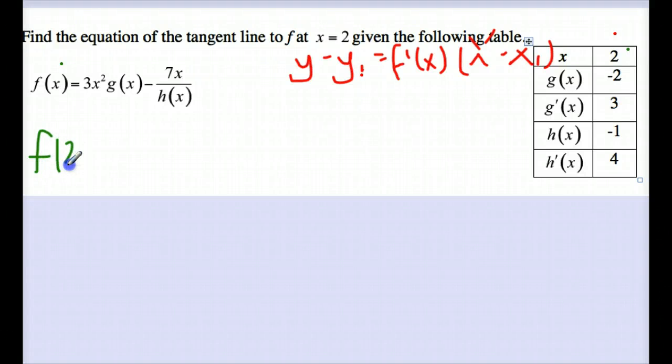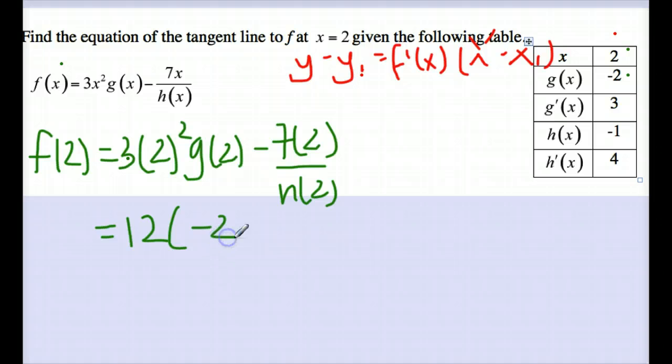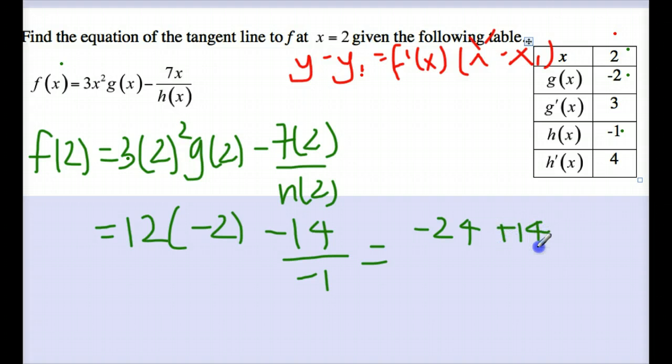So I get f of 2 is equal to 3 times 2 squared g of 2 minus 7 times 2 divided by h of 2. If we follow this along, I get 3 times 2 squared, which is 3 times 4. That's 12. g of 2 is equal to negative 2, minus 14 over h of 2 is equal to negative 1. If I simplify that, I get negative 24 plus 14, which will give me negative 10. This is my y1 right here.